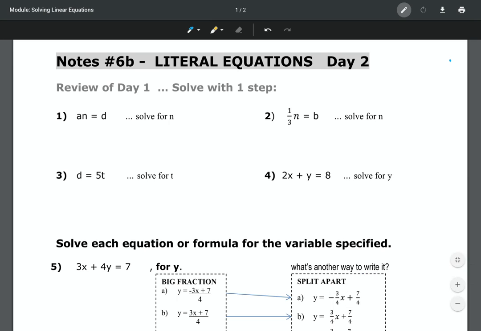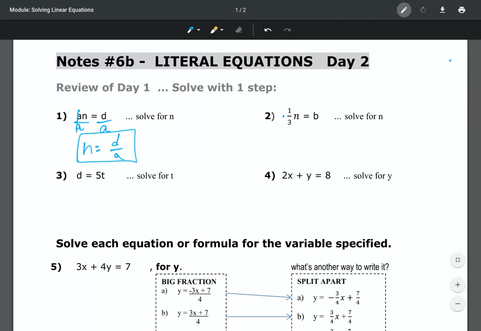On problem one, we're going to solve for n. Since it's multiplication, we're going to divide. So I'll need to get rid of that a. I'm going to divide both sides by a. That cancels out. So n equals d divided by a.